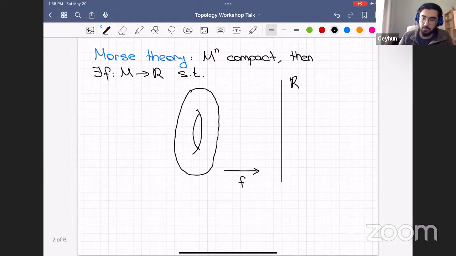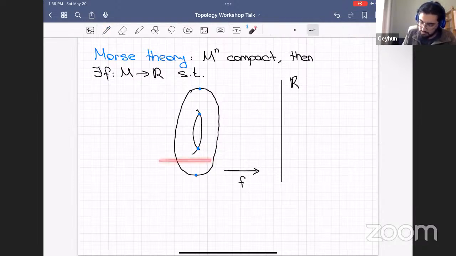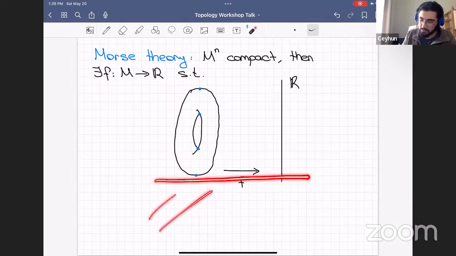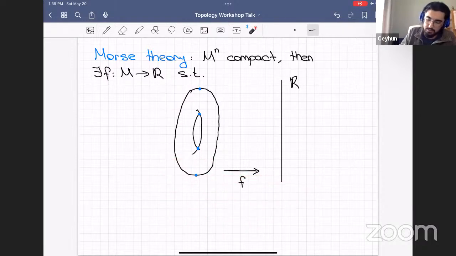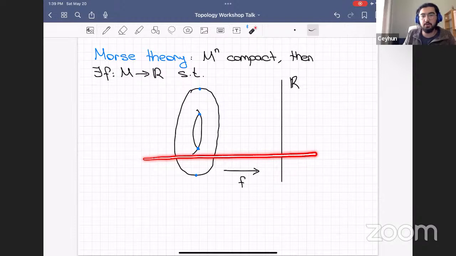The way to do that, what one can prove using Morse theory, is that we can find such a function f such that the critical points of this function correspond to the parts where we attach handles. So basically, at this level, everything below this, we have nothing for M. This is M, right? And then when we cross the first critical point from the bottom, we attach an n-dimensional ball.